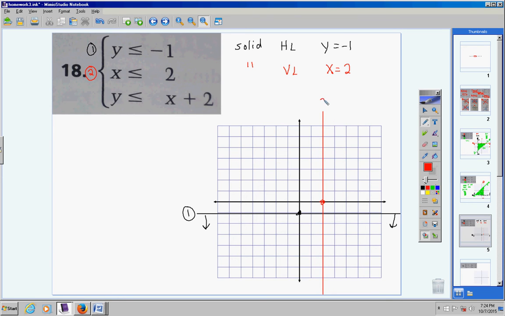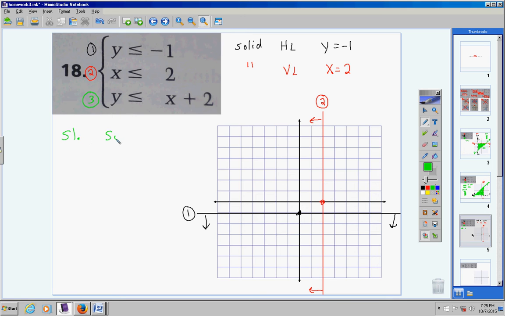Now, label this line number 2. X is less than 2, so we're going to shade to the left. Now when I get to my third inequality, I notice it has 2 variables, x and y, so it's going to be slanted.